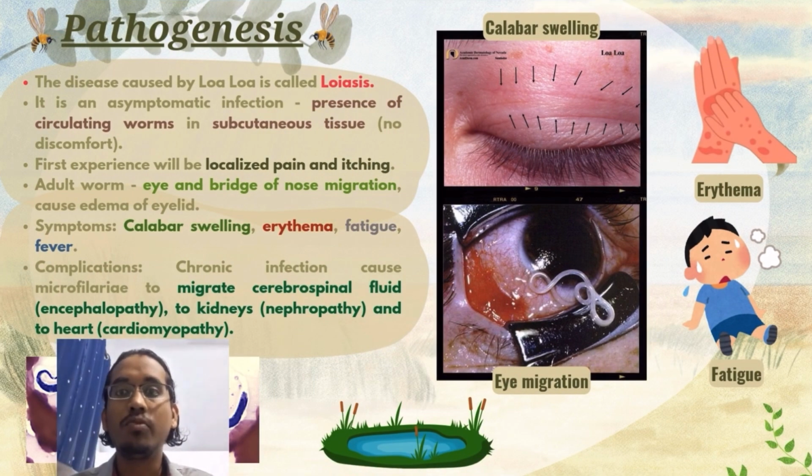Pathogenesis arises from the worm migration, triggering immune responses that lead to swelling, pain, and eye congestion. This parasite is a striking example of how complex life cycles and vector interactions influence human disease.